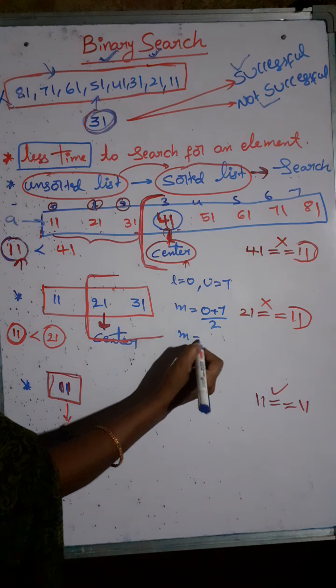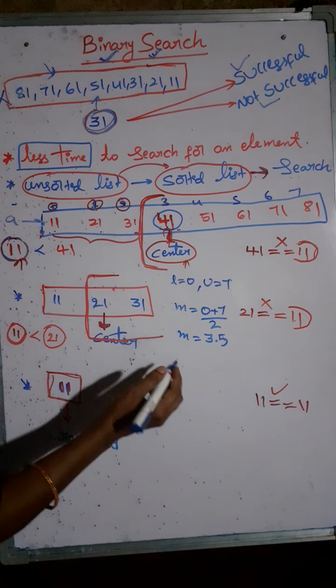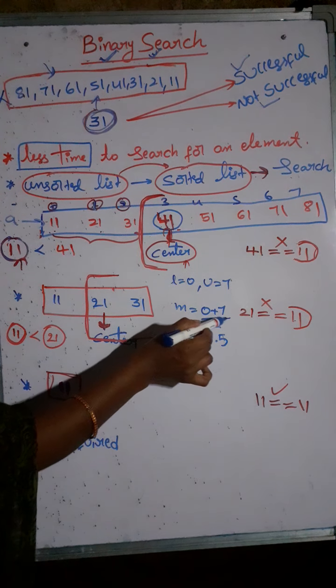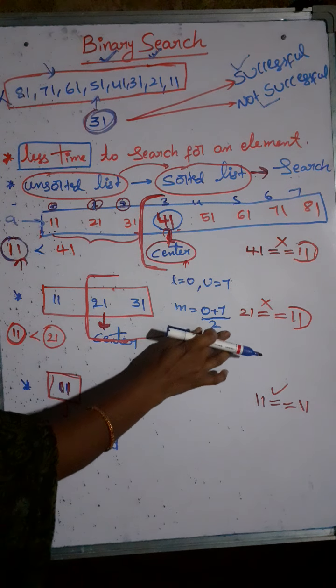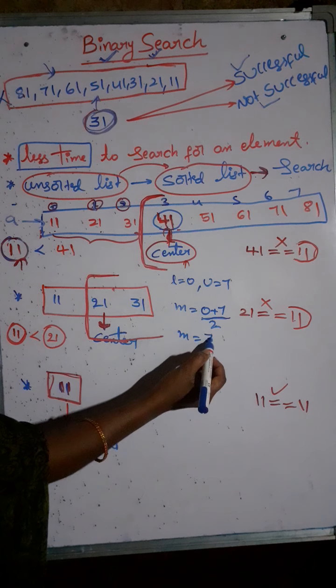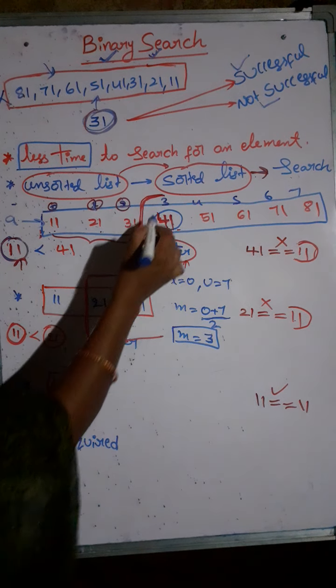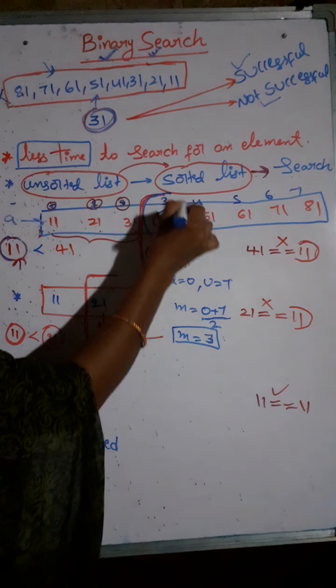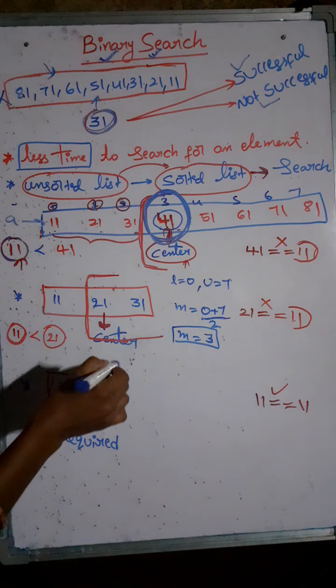That means 7 by 2, which is 3.5. But we know that if you perform any arithmetic operation on integers, you will get the result as an integer. So, you cannot store the fractional part here. So, what is the result? 3. That means you got the middle index. 3 is the middle index, and this one is the middle index value.